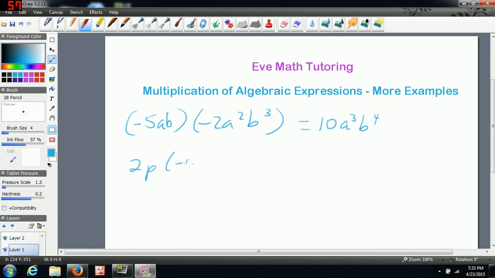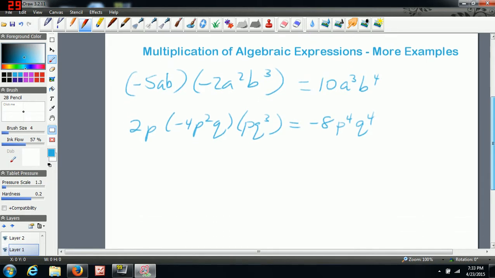Okay. So say we have the following. 2p times negative 4p squared q times p cubed. So again, I multiply the numbers first. So negative 8. And then I multiply the p's, so p to the 1, p to the 1, and p to the 2. That's going to be p to the 4. You just add up the exponents. And then q to the 1 times q to the 3 is going to be q to the 4. Okay, so that's how you simplify something like that.